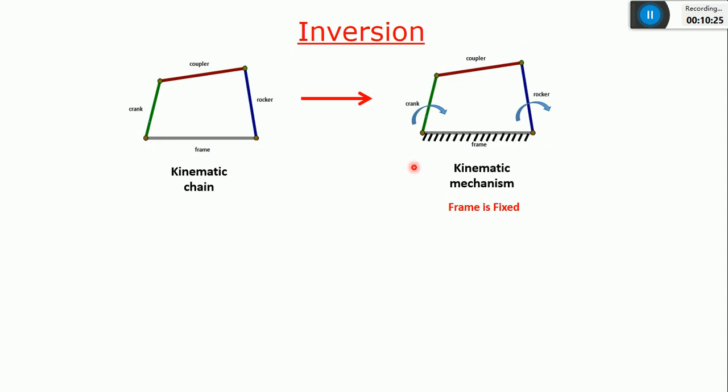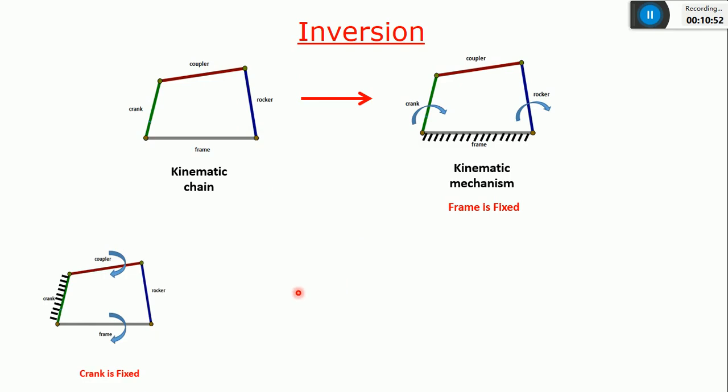Okay, it means after fixing any one link, it will become a kinematic mechanism. Then what about this inversion? Whether it is the same as a kinematic mechanism or it is different. Okay, I'll say that why are you fixing only the frame? You can fix the crank also, correct? Okay, and you can fix the coupler also. You can fix the rocker also. It means by fixing different links at different times, you'll get four different mechanisms.